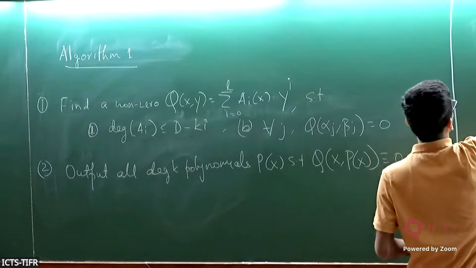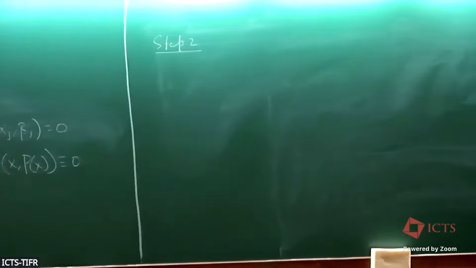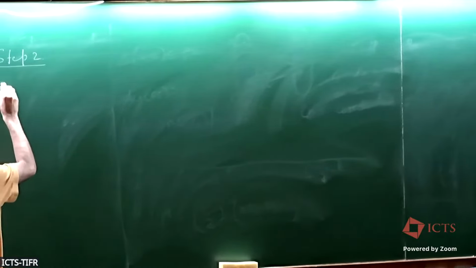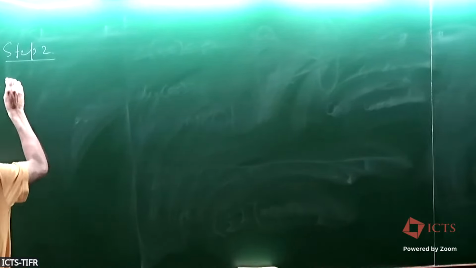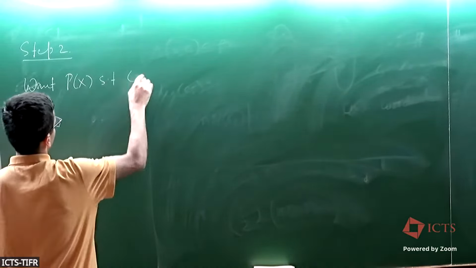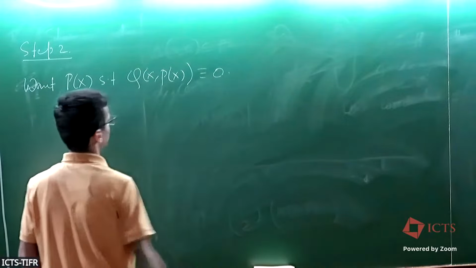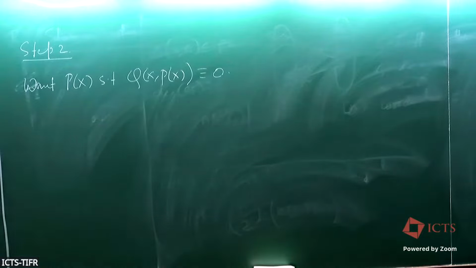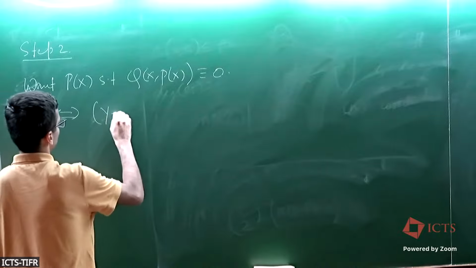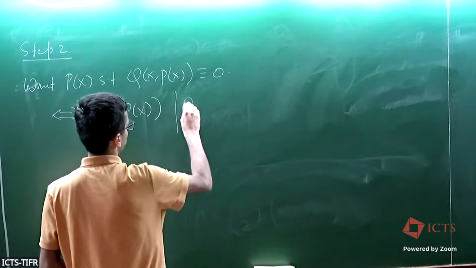So what do we need? We want P of x such that Q of x comma P of x is identically 0. This, I claim, happens if and only if y minus P of x, the bivariate polynomial y minus P of x, divides the bivariate polynomial Q of x, y.